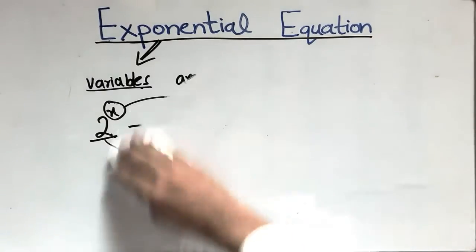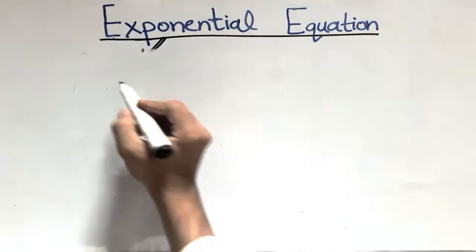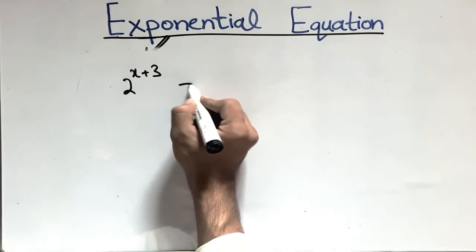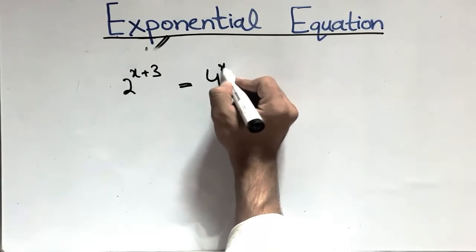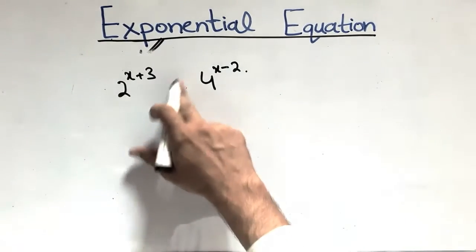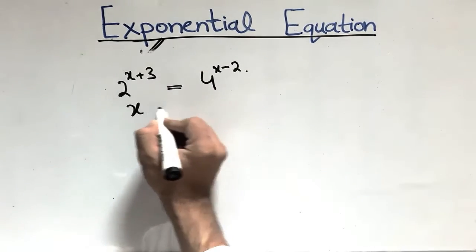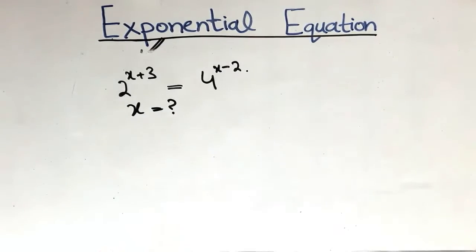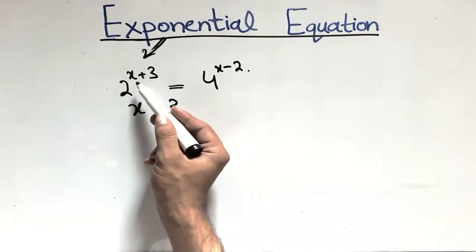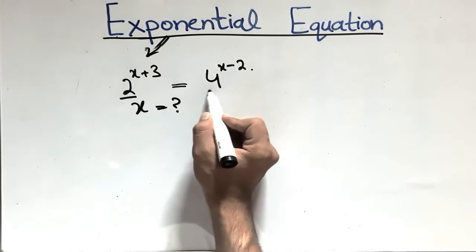How to solve the exponential equation? Let's take an example: 2 into x power 3 is equal to 4 into x minus 2. This is an exponential equation given to us, and we are interested in finding the value of x. Because the variable is used in the power, to find the value of x, as we know, the base values must be equal.